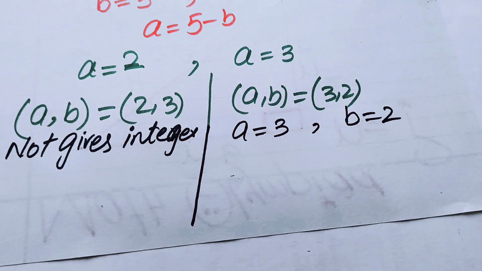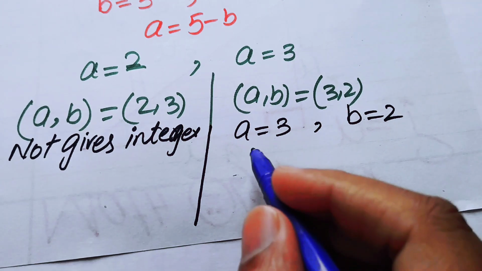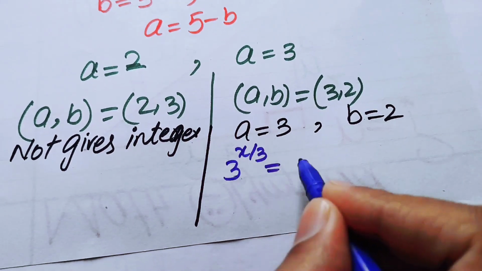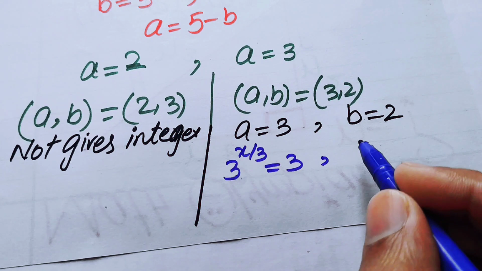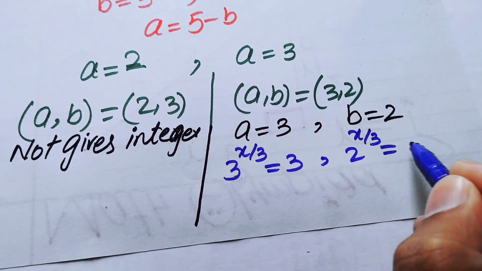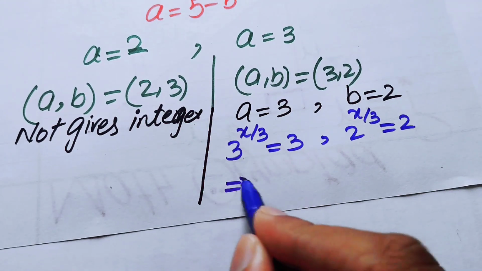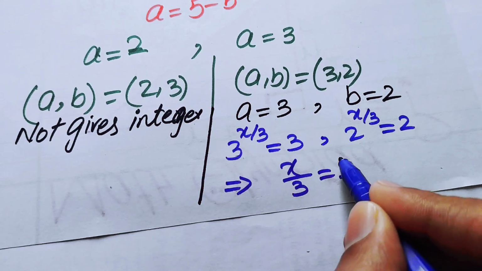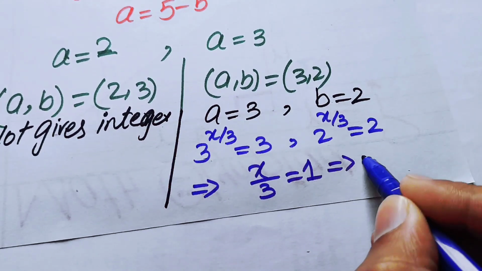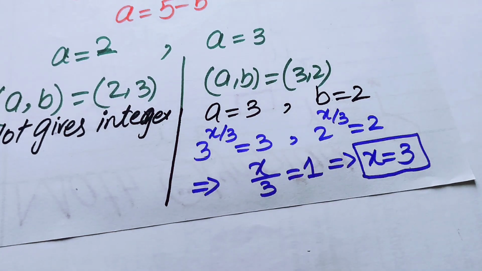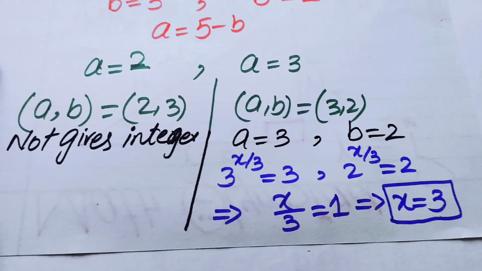Now we back substitute the values of a and b. So we have a equals 3 to the power of x over 3 equals 3, and b is 2 to the power of x over 3 equals 2. When you compare both sides in both cases, you get x over 3 equals 1, and this implies that x equals 3. So this shows that x equals 3 is the final answer of this problem.